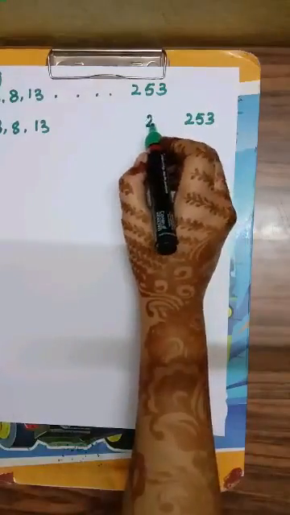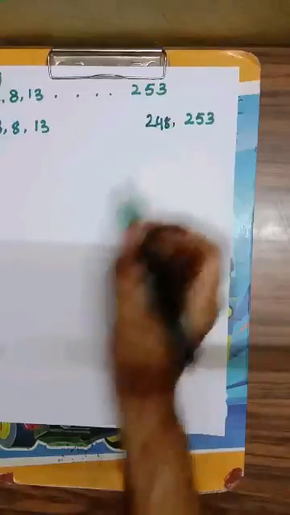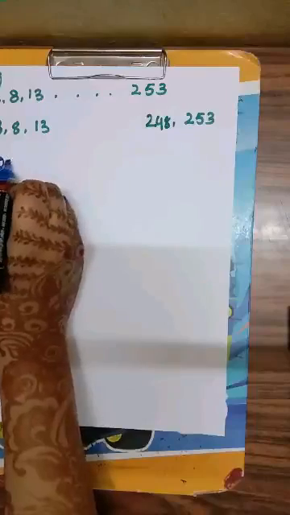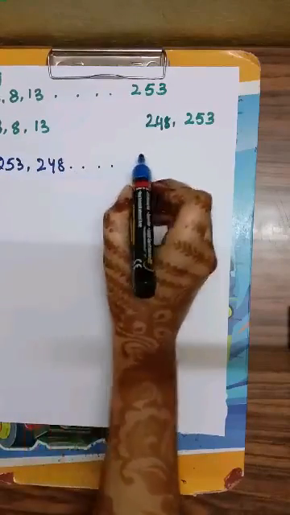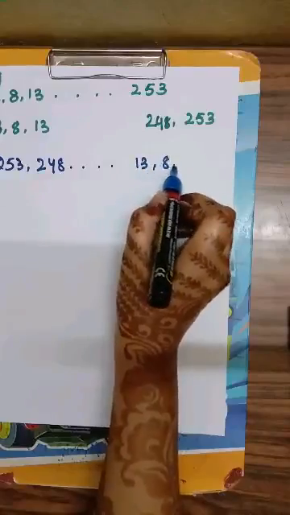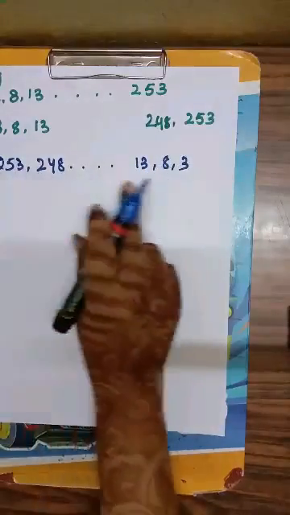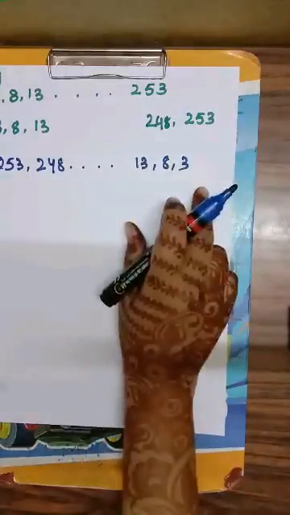That is, we have to reverse it here. Look, 3, 8, 13, and so on. The term before 253 is 248. Now reverse it: 253, 248, and so on, 13, 8, 3. We have to find the 20th term from the end of an AP.